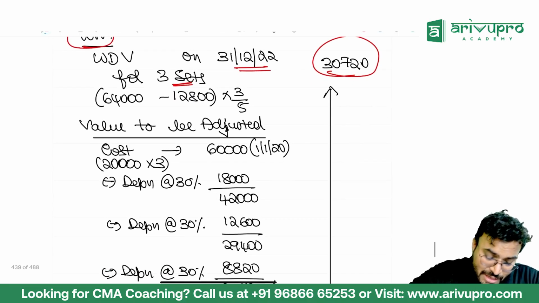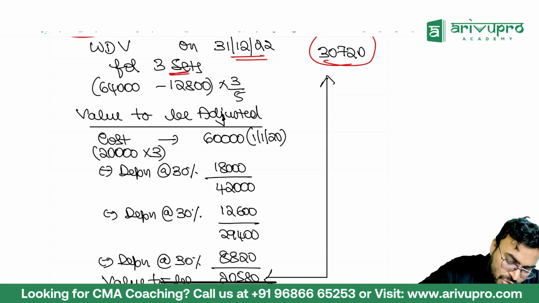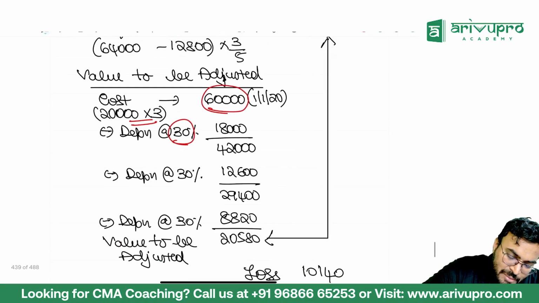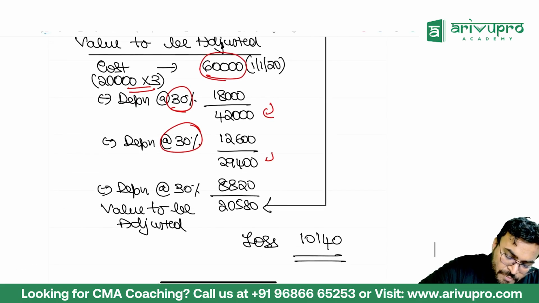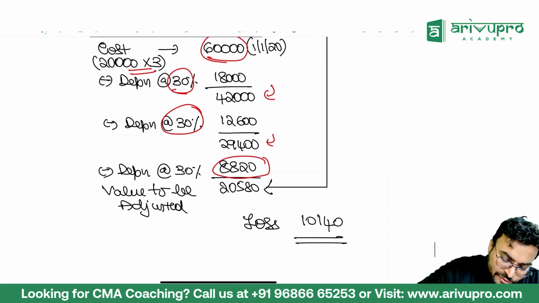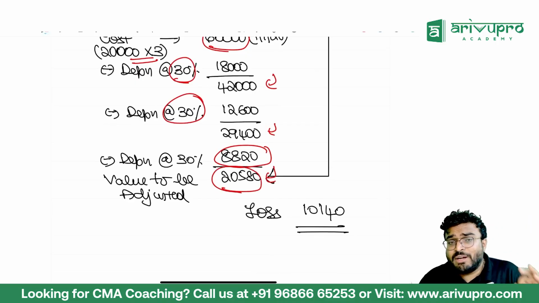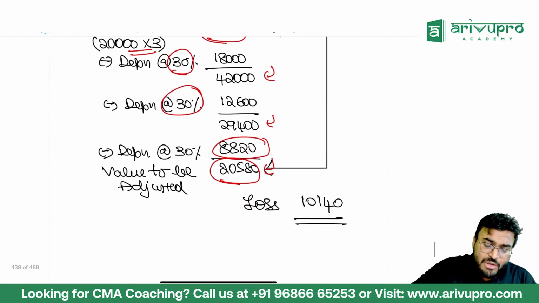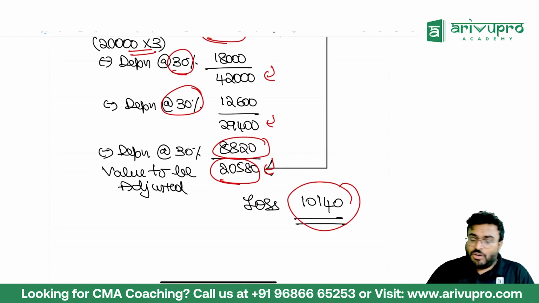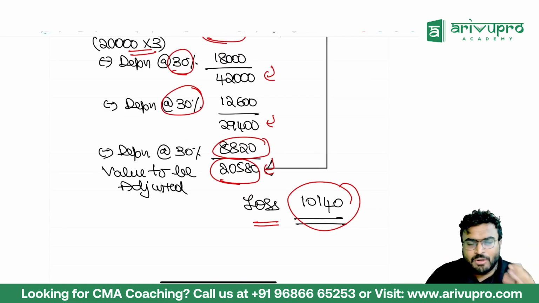Okay, according to us. According to them, they are calculating 30% depreciation. So cost is 20,000 into 3 sets, 60,000. Take 30% depreciation for year 1, year 2, then year 3 as well. Now you get 20,580. They are ready to adjust only 20,580, but your book value is 30,720. So 10,140 is the loss.